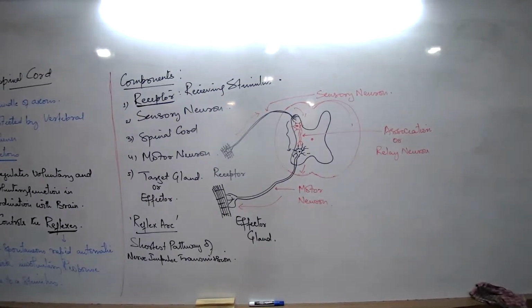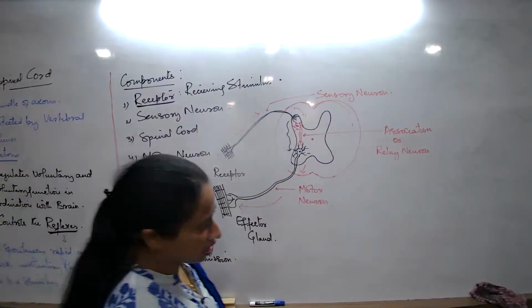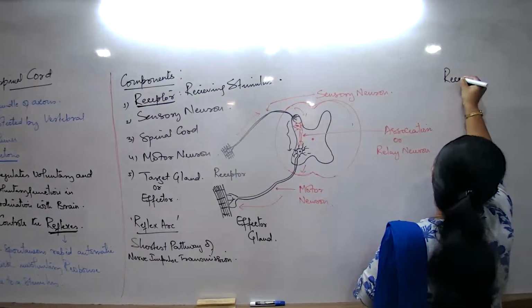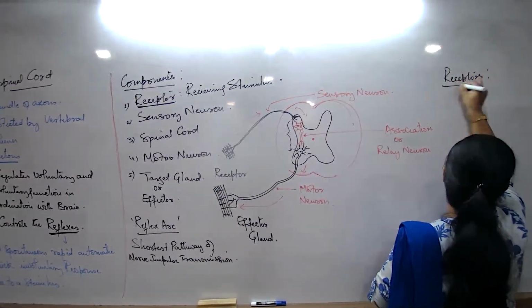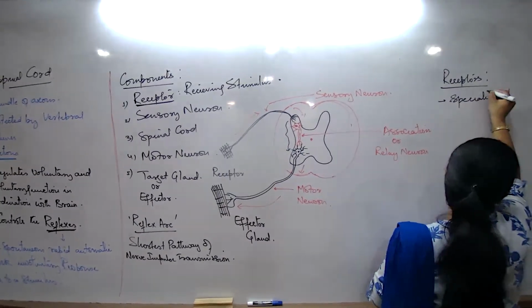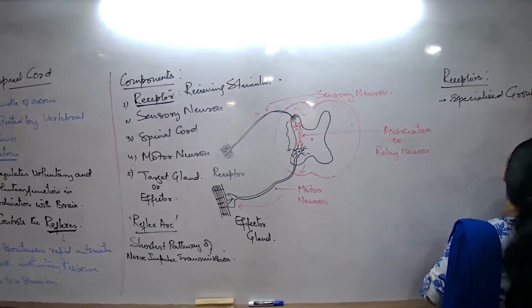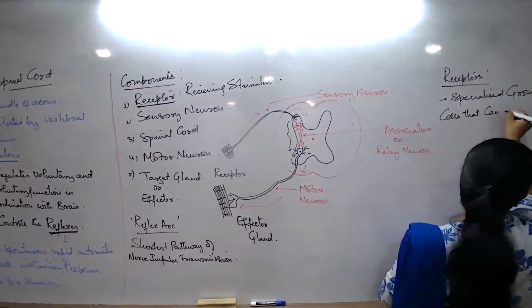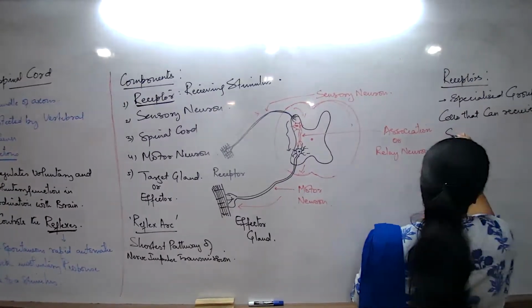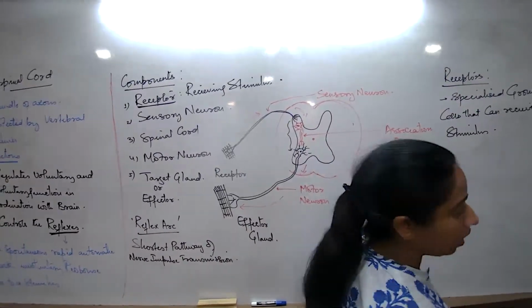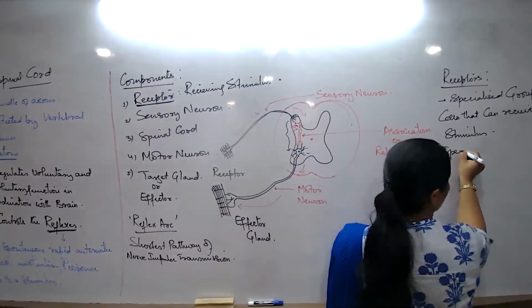What are the 5 different types of receptors? When we are talking about receptors, what is the definition? Specialized group of cells that can receive stimulus. Any specialized group of cells that can receive stimulus is a receptor. Which are the types of receptor?